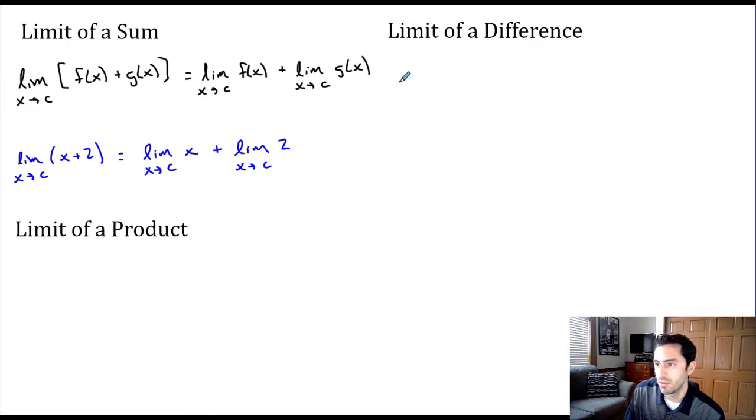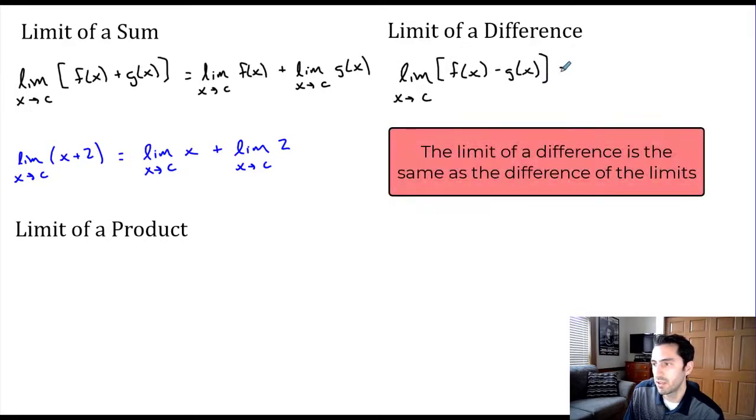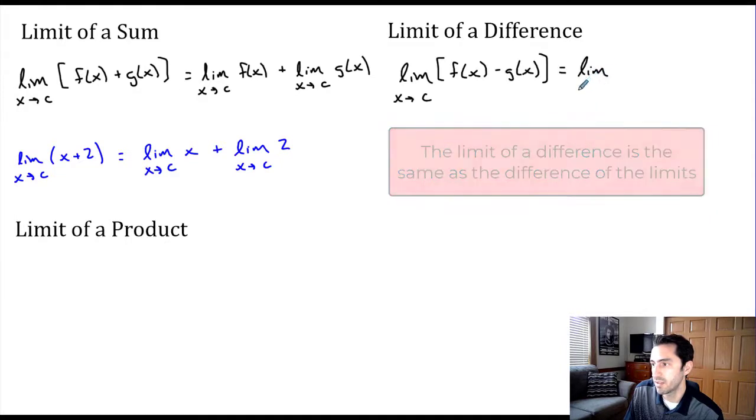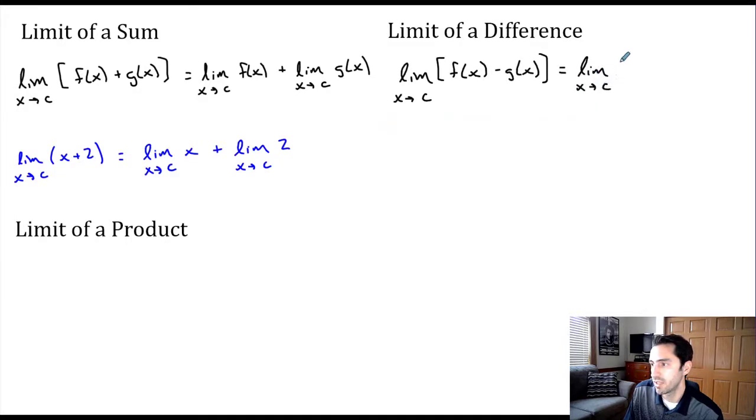Okay, the same thing applies for the limit of a difference. So the limit as x approaches c, now let's say I have two functions that are being subtracted, so f of x minus g of x. The limit of that difference is the same as the difference of the limits, so it's exactly the same as the sums. So the limit as x approaches c of the first one minus the limit of the second one.